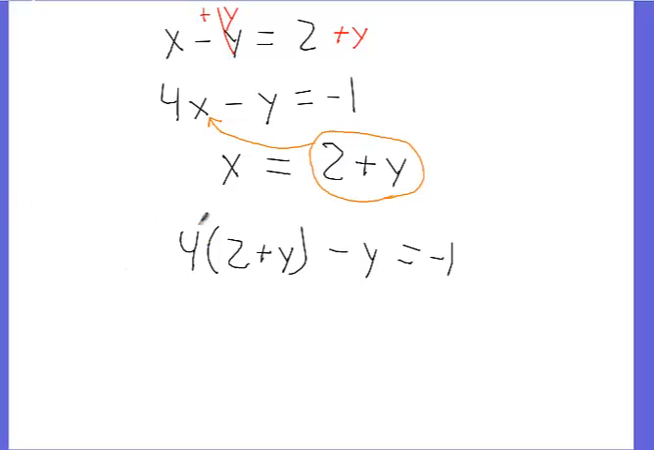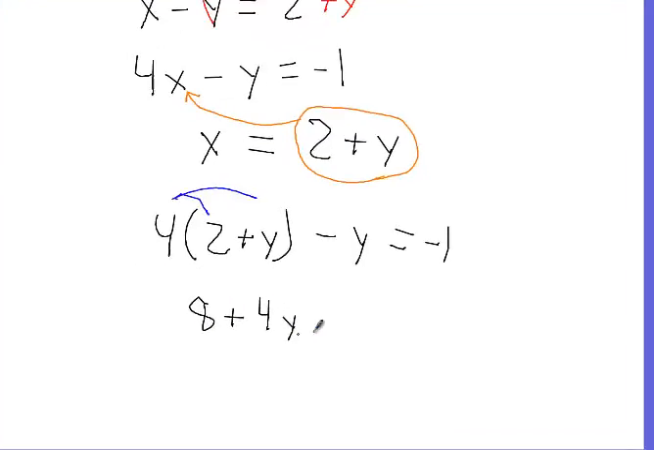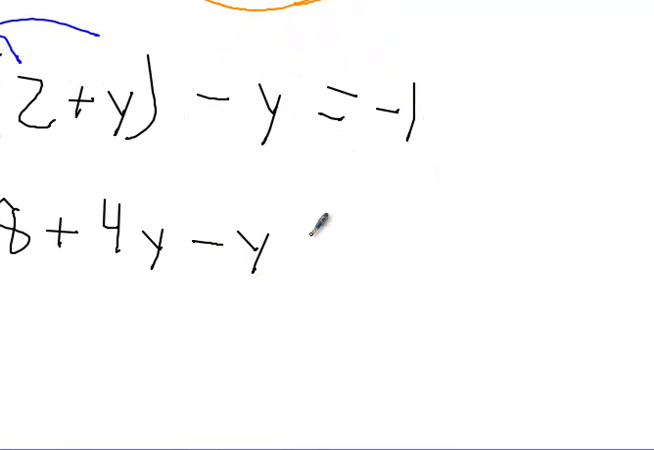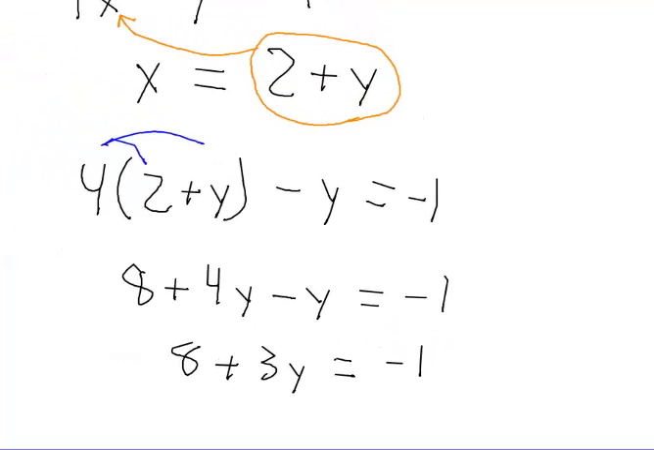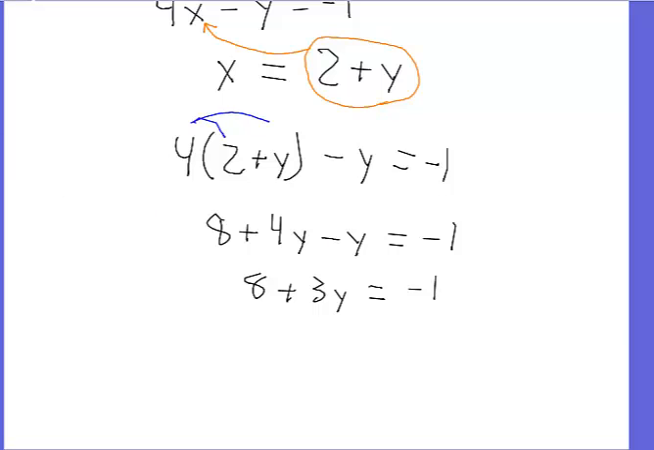All right, now we're going to get y by itself. So we're going to distribute the 4. We're going to get 8 plus 4y minus y equals negative 1. We're going to combine like terms, and you're going to get 8 plus 3y is equal to negative 1. Okay, I'm going to, hopefully you guessed it, subtract 8. These cancel. You get 3y is equal to negative 9.